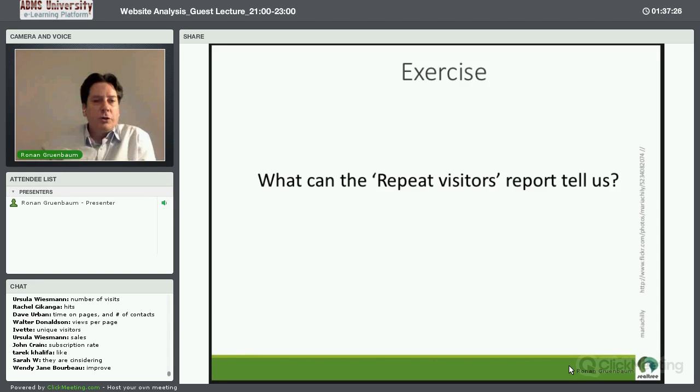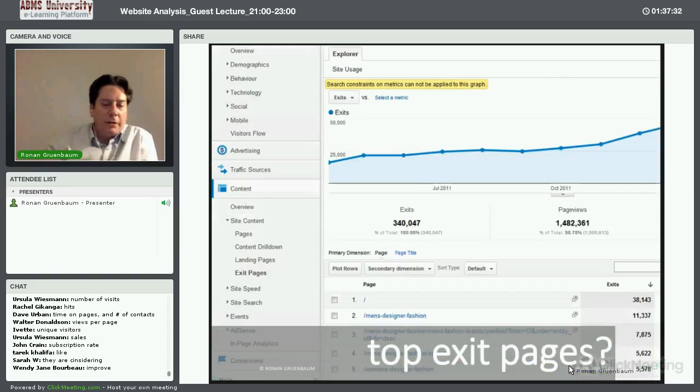The graph shows you the number of exits, which means nothing on its own. If you look down below, at the bottom of the screen, you can see the page title. So these are the pages. This is a fashion website that I was looking at. So these are the different pages where people exited the site. So 11,000 people exited the website on men's designer fashion.